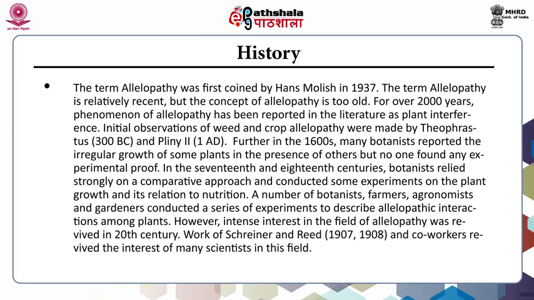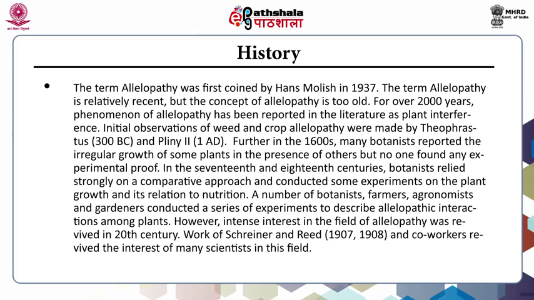Initial observations of weed and crop allelopathy were made by Theophrastus in 300 BC and by Pliny II in 1st AD. Further, in the 1600s, many botanists reported the irregular growth of some plants in the presence of others, but no one found any experimental proof. In the 17th and 18th centuries, botanists relied strongly on a comparative approach and conducted some experiments on plant growth and its relation to nutrition.